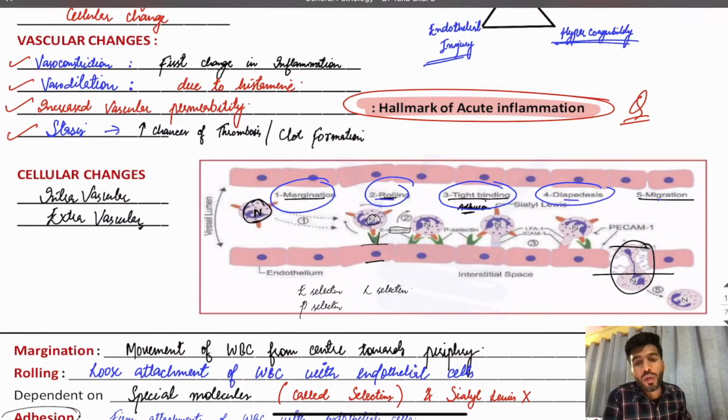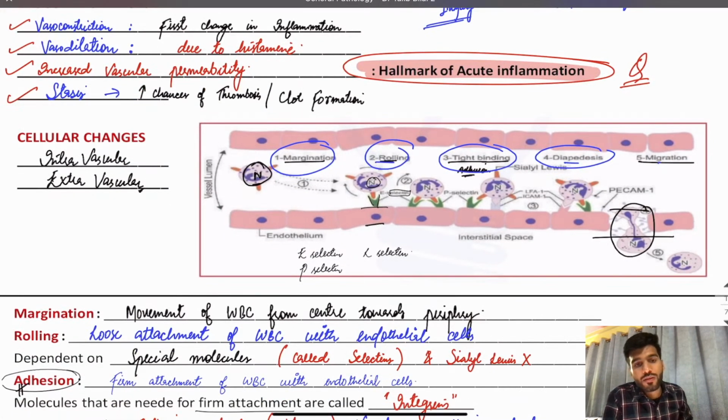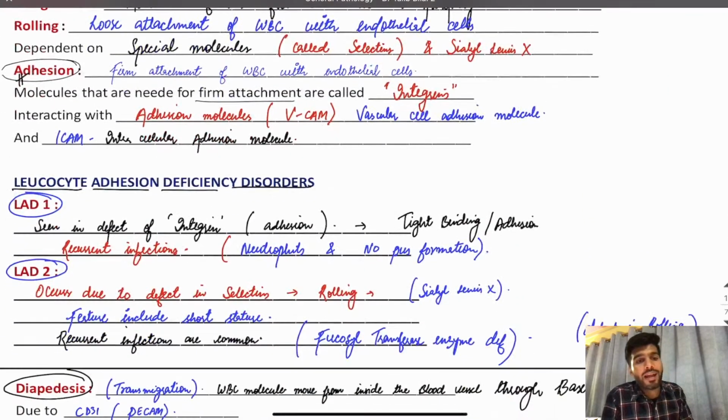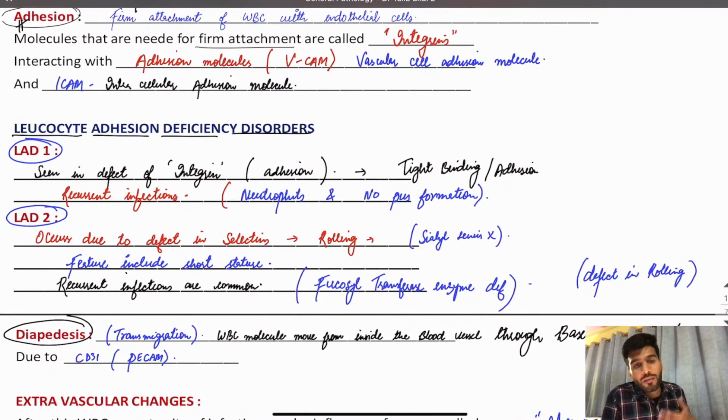Then further, there will be rolling with the help of molecules called selectins and Sialyl-Lewis X. What will happen? There will be a loose attachment in the rolling, followed by a firm attachment in addition with the help of integrins. And if there is a defect in these adhesion molecules, we have LAD1 and LAD2, integrins with LAD1 and LAD2 with the selectins. The patient will have features of recurrent infection. So the defect in the rolling is seen in LAD2.